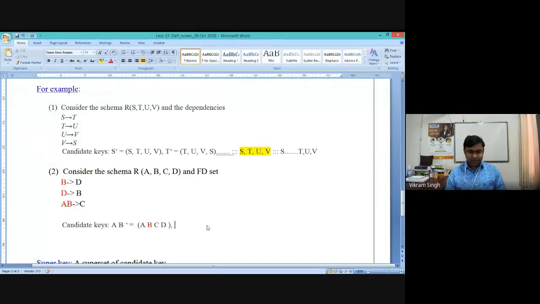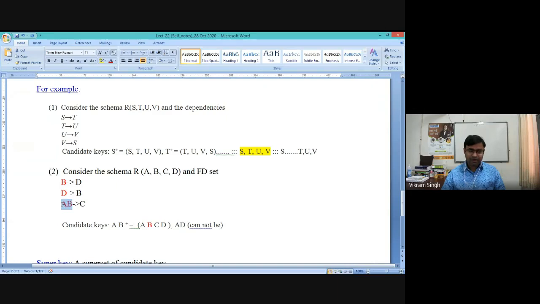Now you can have other FDs also, so let me know. You cannot say AD. It is not AD. AD is not a viable option, because to make AD a candidate key, you need to break or lose B.